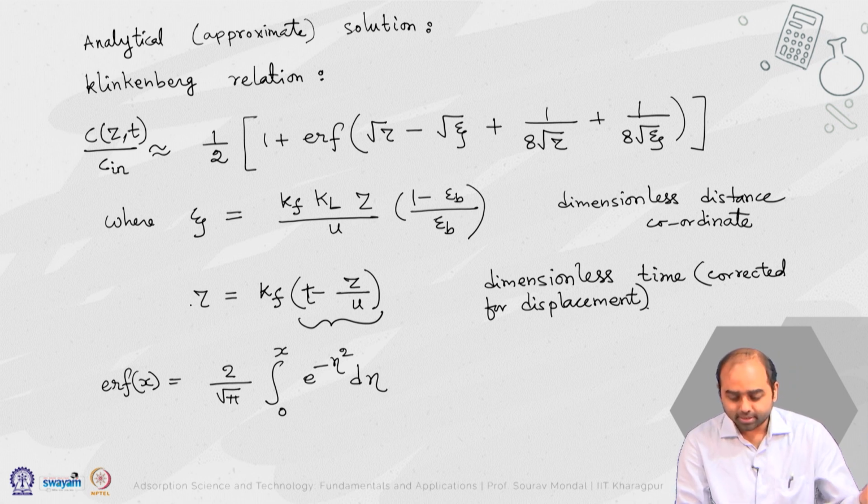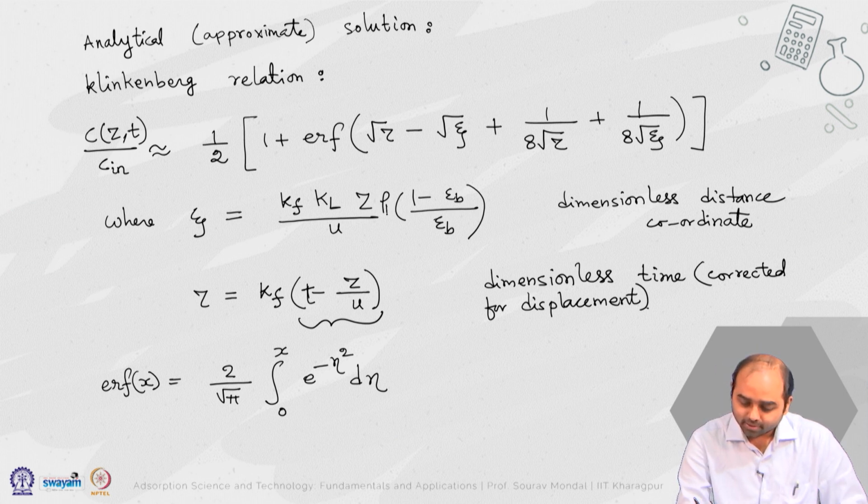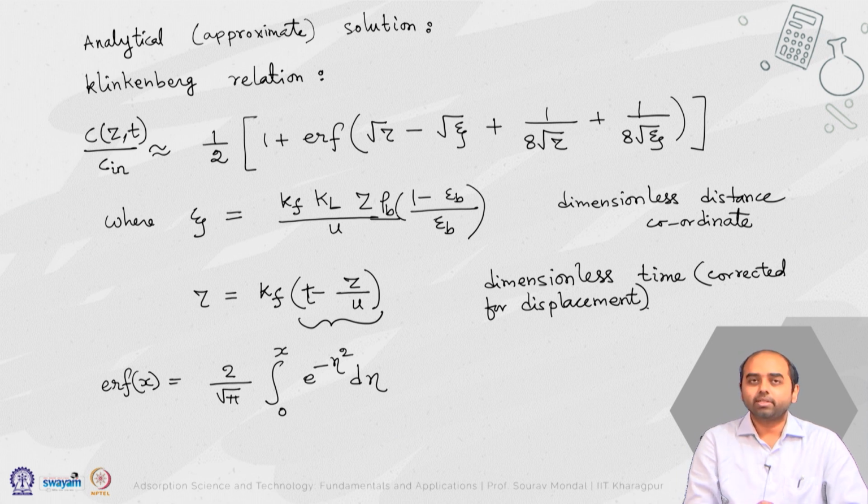I must add the density also here for the bed, which I missed. So please note that in the dimensionless distance coordinate, the density would also be used, and appropriately the value of the coefficient K L is the unit in the isotherm equation.